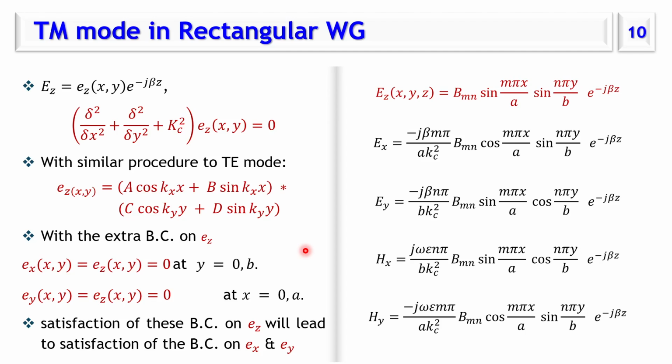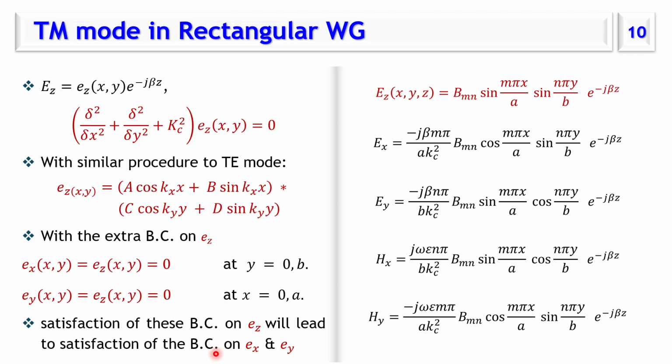The other mode of propagation inside a rectangular waveguide is the TM mode. We follow a similar procedure with the separation of variables. We apply the same boundary conditions, but also the boundary condition that Ez is tangential for both y equal 0 and b, and x equal 0 and a. So we have more boundary conditions here.